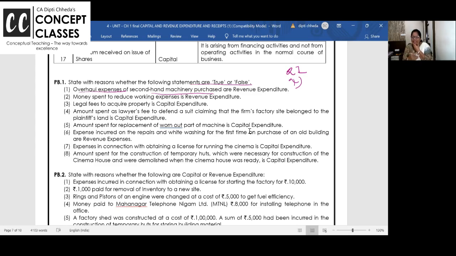So I'll be asking and I'll be giving answers, but I would be glad if you can use the chat box. Of course, I know many of you are doing from mobile, so it is very difficult to type also. At least if you can write C or R, I will be clear. And next question, so you have to solve. I'll give you time and you have to unmute and read out your answer. Okay? So overhauling expense of second-hand machinery.